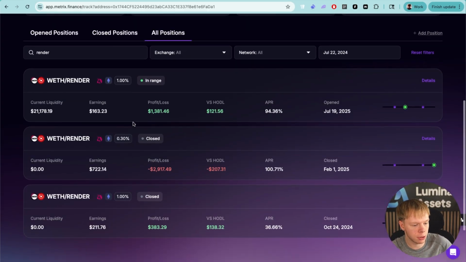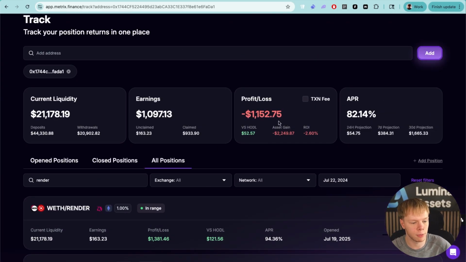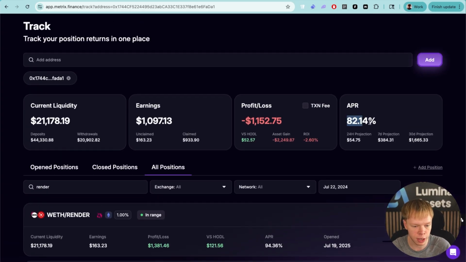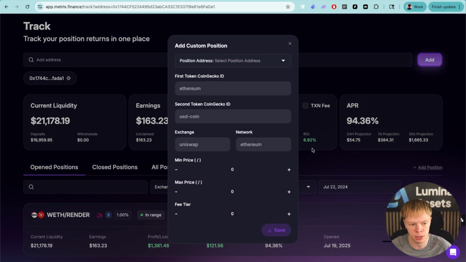So when we do that, we can look at all of my Ethereum to Render positions, even the closed ones, and we can look at them as an overall strategy to see truly how it is performing. And in this instance, you can see it's down 1.1K, but it's averaged out to about an 82% APR. I can also filter by specific exchanges, networks, and even add custom positions. So that way, stuff that isn't supported on Metrix Finance, I can still track on Metrix Finance.